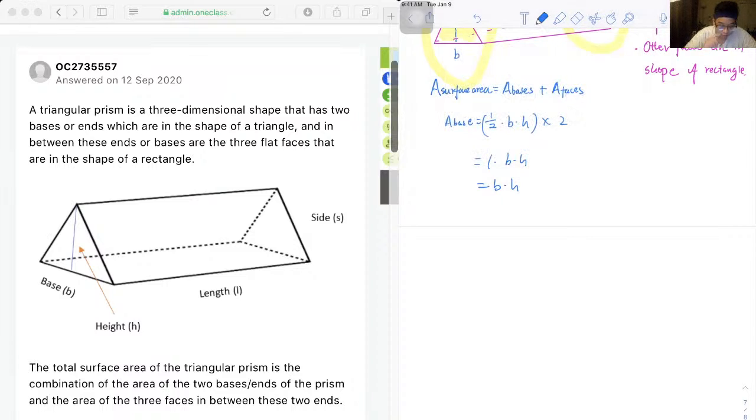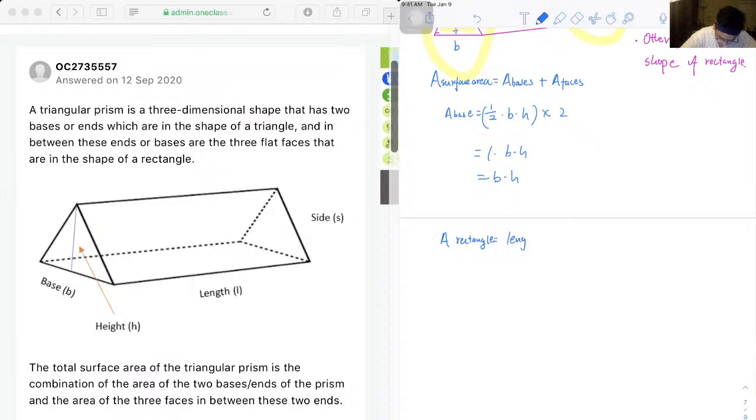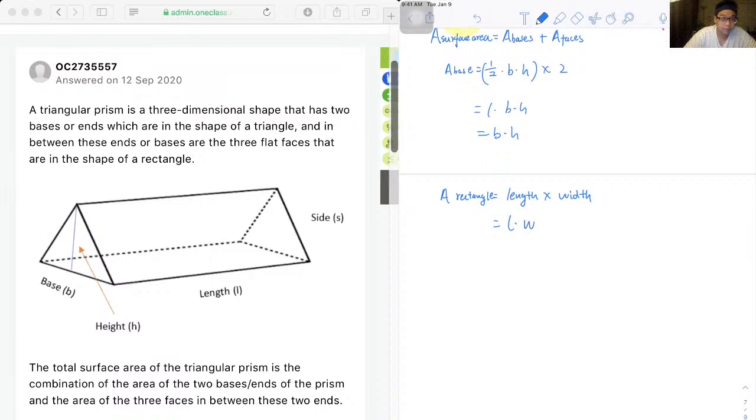So now let's deal with the faces, which are the rectangle parts. The area of a rectangle is equal to length times width, or in short we can write just L times W. And for the rectangular prism, the width of the faces on the side of the triangular ends is equal, and the width of the face at the bottom of the prism is equal to the base B of the triangular ends.